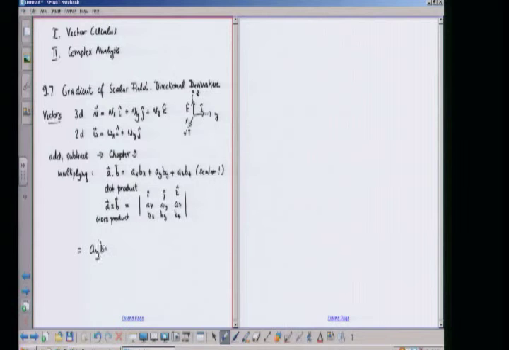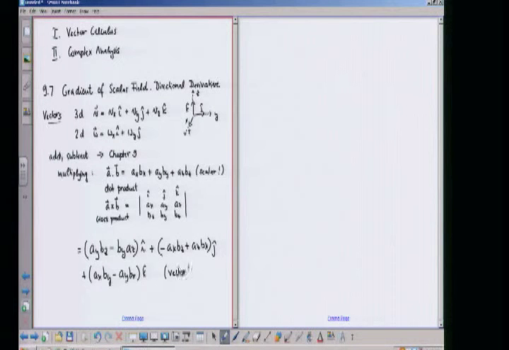AY times BZ minus BY times AZ, times i, right? So you just take the standard way of taking the determinant of this matrix, okay? And then for the j component, you get minus AX BZ plus AZ BX. And this multiplies j, okay? And then for k, you get AX BY minus AY BX, times k. Okay, so this is the way you take the cross product. And you see from the result that this is really a vector.